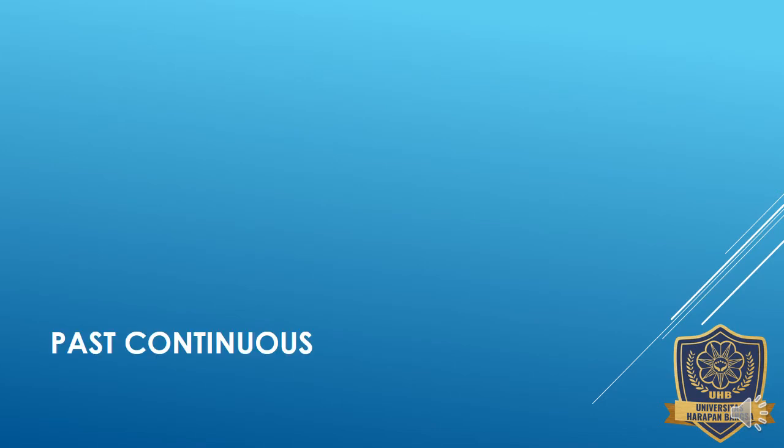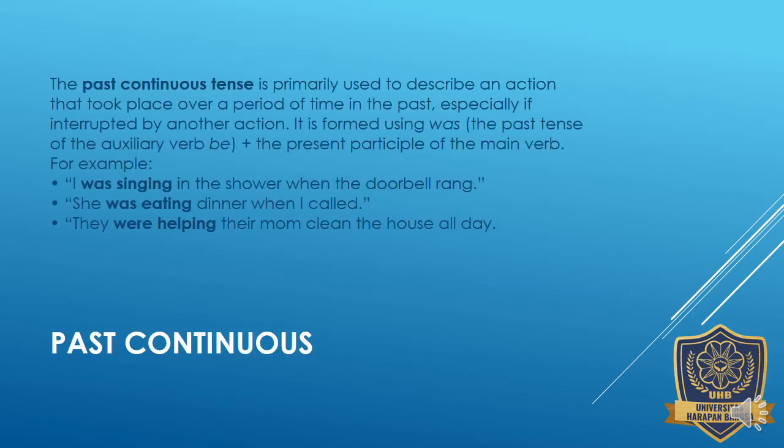The second tense is past continuous tense. The past continuous tense is primarily used to describe an action that took place over a period of time in the past, especially if interrupted by another action. It is formed using was, the past tense of the auxiliary verb be, plus the present participle of the main verb. And remember, another to be in simple past tense is were for the plural subject.